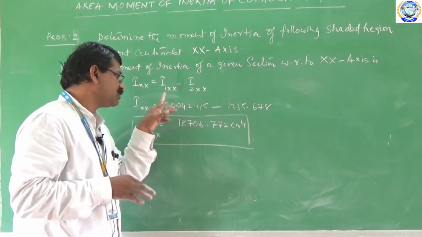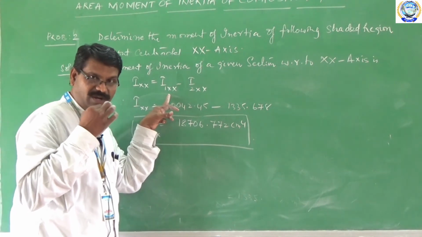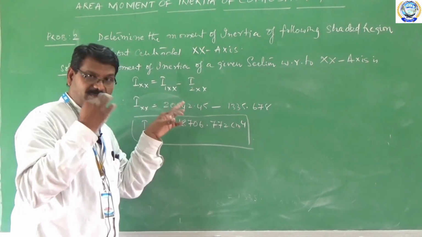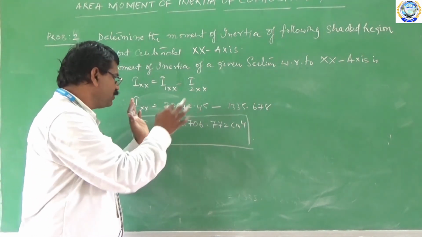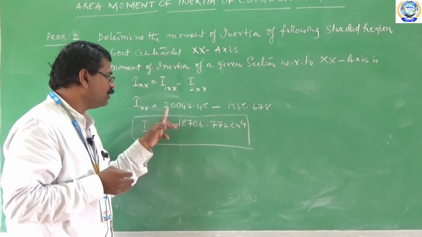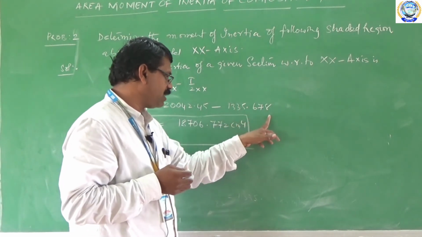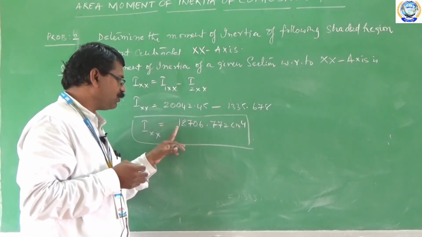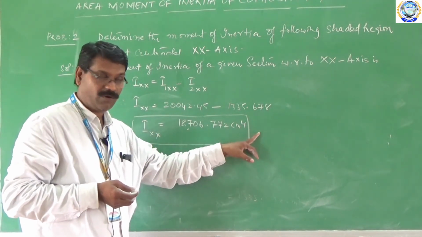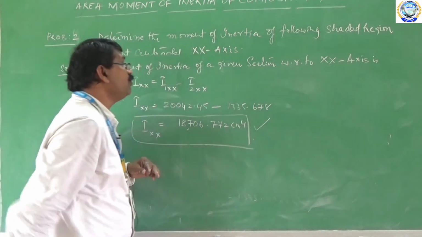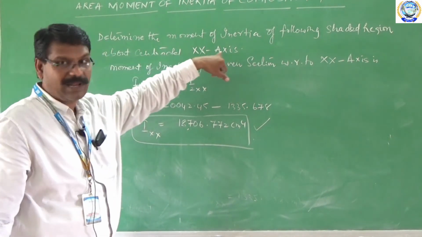Strictly speaking, my dear students, here we have to understand that I1_xx is the moment of inertia with respect to the shaded specimen, that is, the rectangle. And we are subtracting the moment of inertia of the quarter circle, that is denoted by I2_xx. Bring both of them and we will get I_xx is equal to 20,042.45 minus 1335.678. We will get I_xx is equal to 18,706.772 centimeter to the power of 4, which is considered as the moment of inertia of the shaded region with respect to the centroidal x-axis.